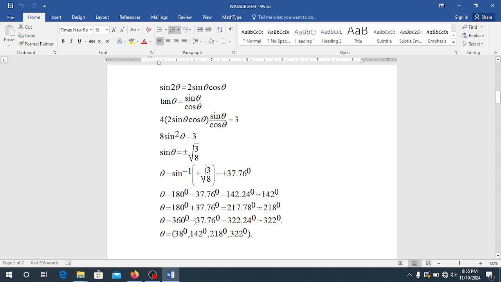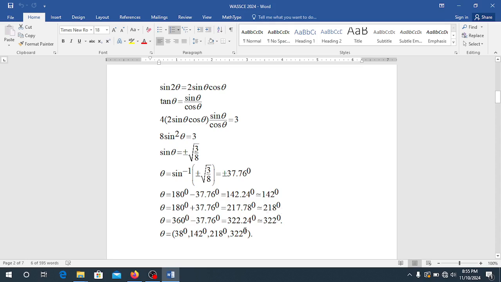Now subtracting 37.76 from 360 will give us 322.24 degrees. Correcting to the nearest degree will give us this. So theta is 38. That is, we have approximated this to the nearest degree. The answers are 38, 142, 218, and 322.